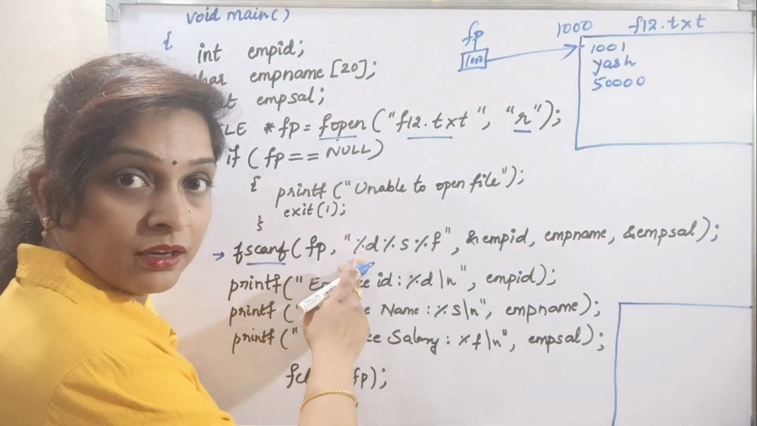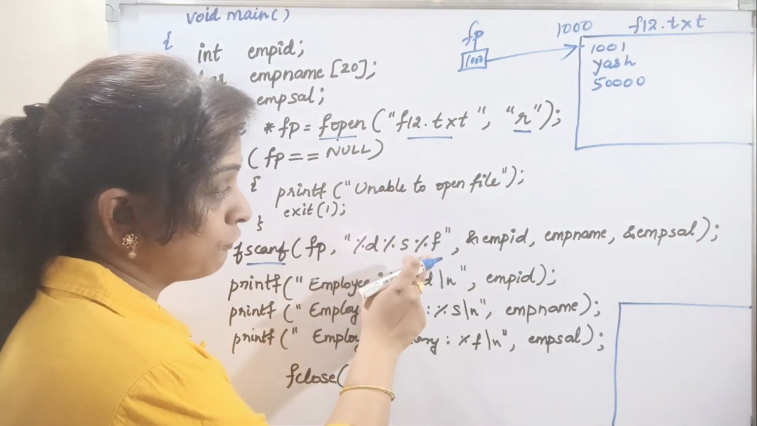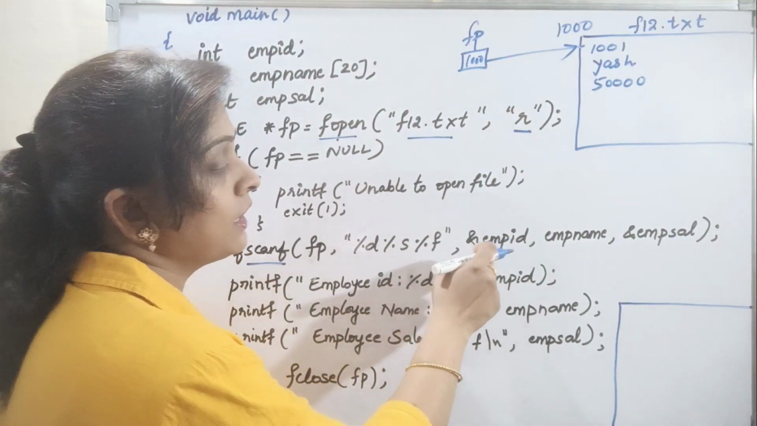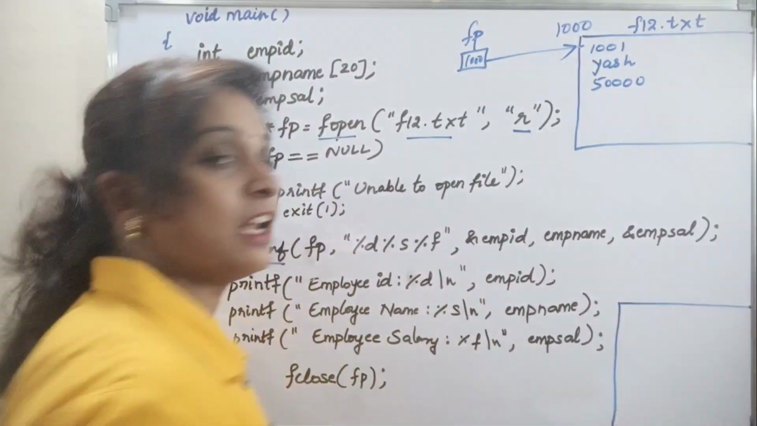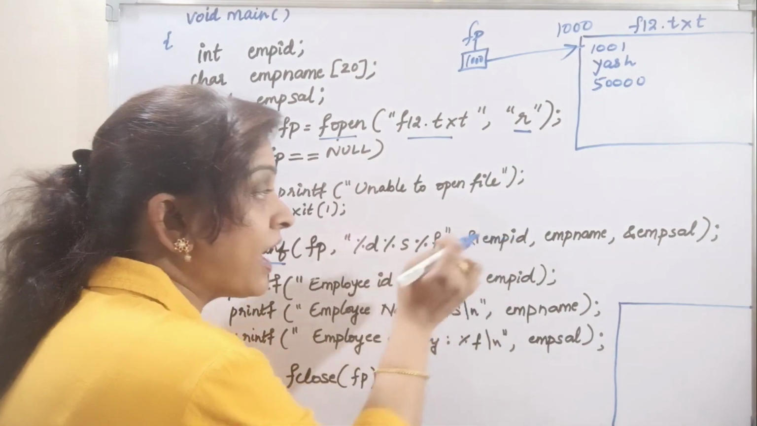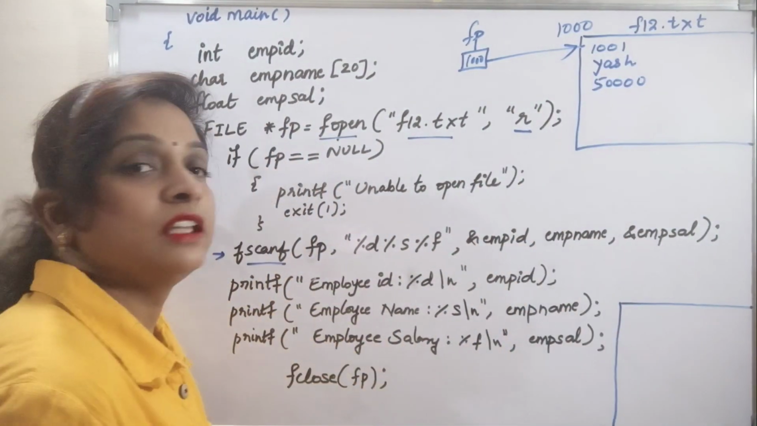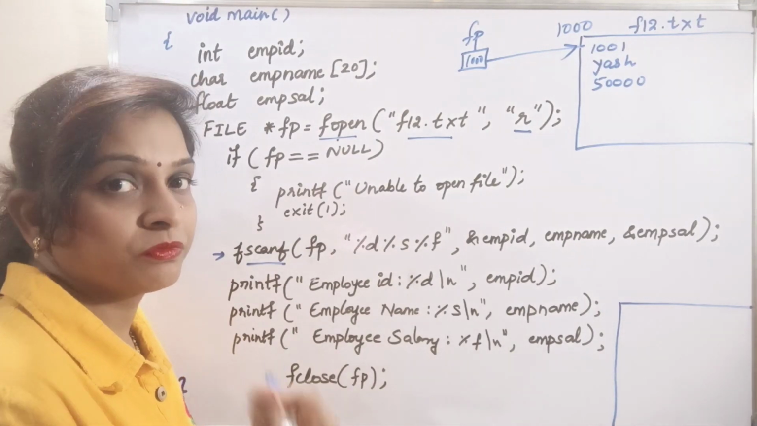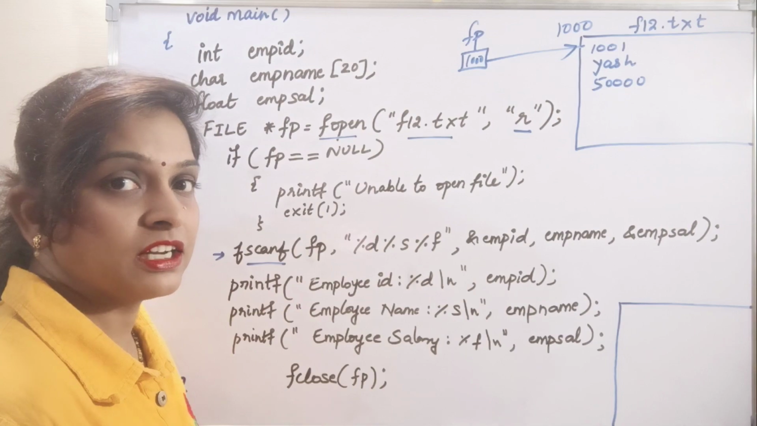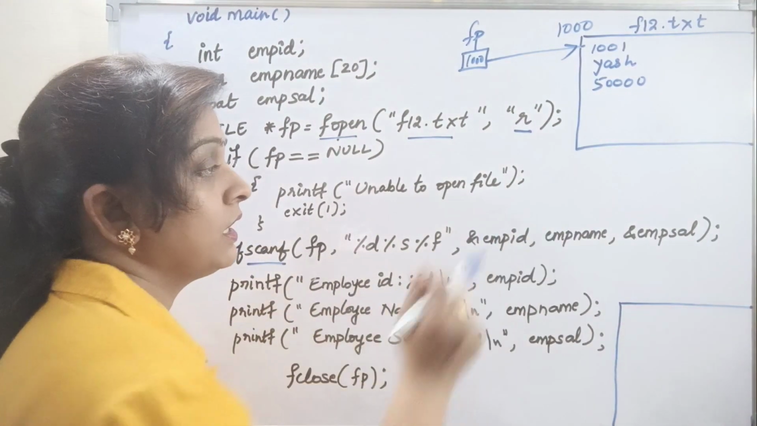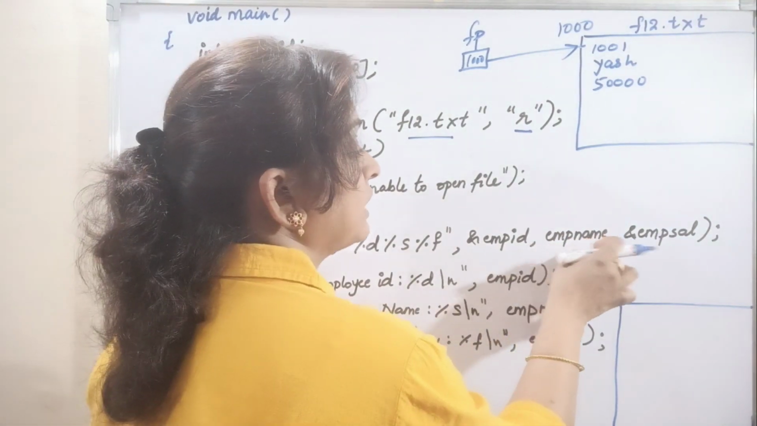You have to scan integer, string, and then float, and store them into the variables emp id, emp name, and emp salary respectively. I need to scan the values from the file, so I am using ampersand here. The ampersand is not required for a character array, that is emp name, because the array name will give you the base address. So it is going to store the data.